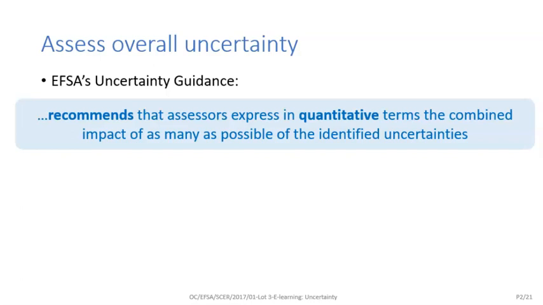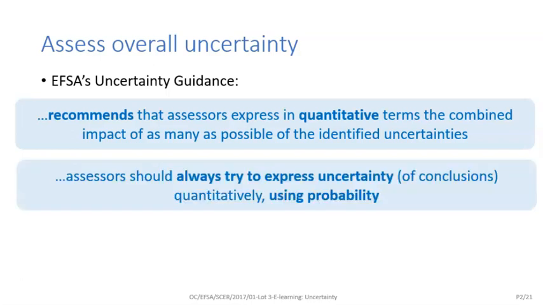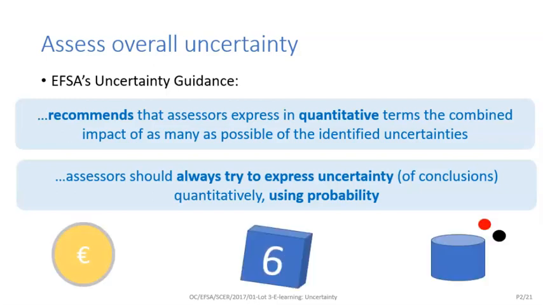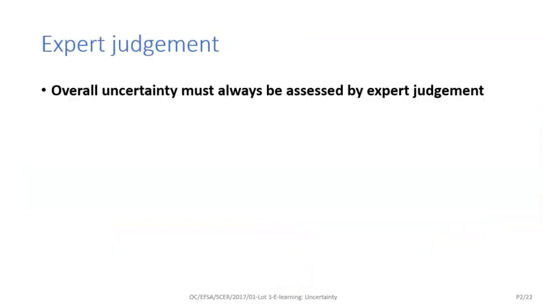The guidance also recommends that assessors express in quantitative terms the combined impact of as many as possible of the identified uncertainties, and that assessors should always try to express uncertainty of conclusions quantitatively using probability. The guidance recommends using probability because it has defined meaning based on comparisons to well-understood standards such as tossing a coin, rolling a dice, or taking balls from an urn, as we saw in the first presentation, whereas qualitative expressions of uncertainty or confidence are ambiguous and interpreted differently by different people.